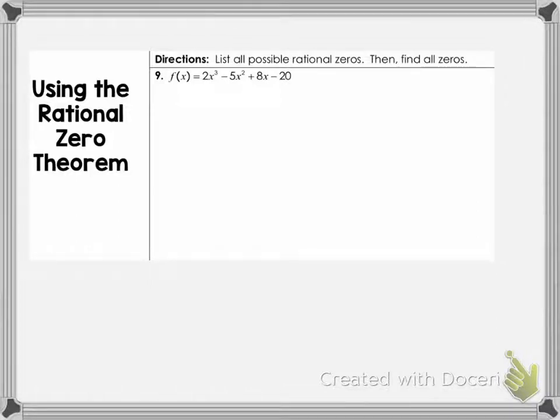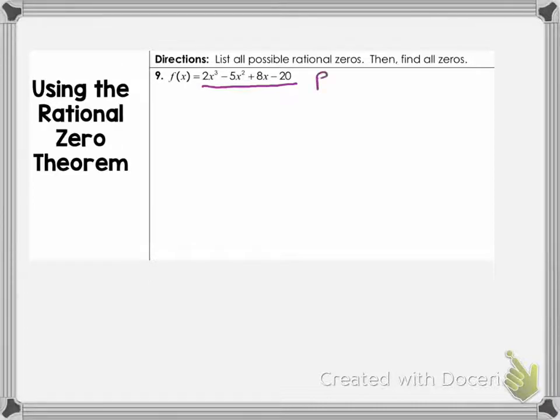Okay guys, this is video 2 for 2.9, and it's sort of like, let's put everything we've learned together and try to find the zeros for this function. Okay, so we have 2x cubed minus 5x squared plus 8x minus 10. No grouping is going to work, so I need to use p over q.